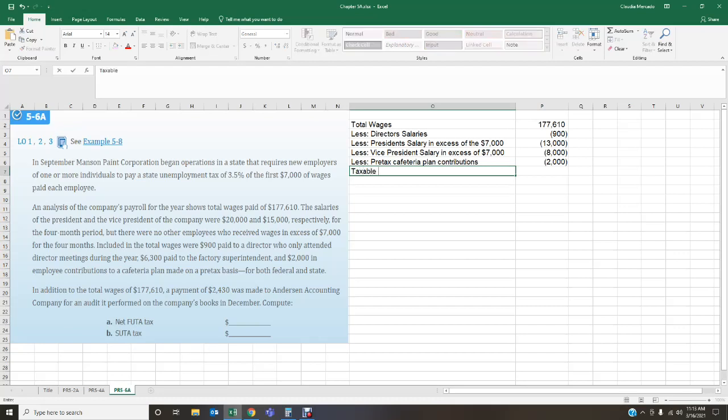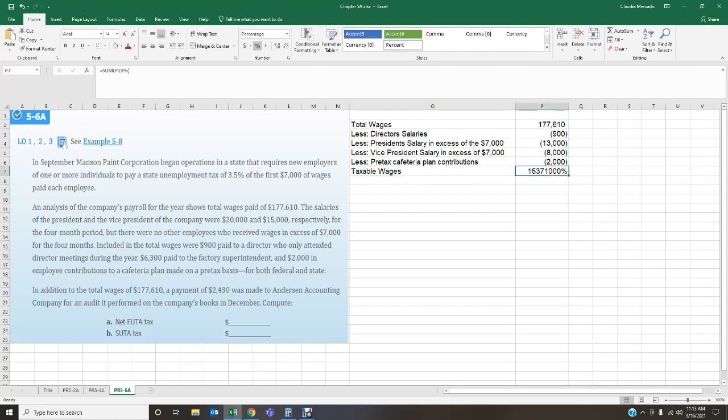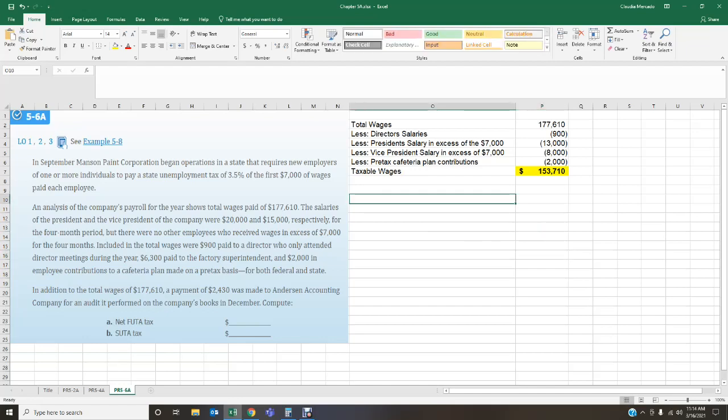Okay, so let's go ahead and now we can figure out our actual taxable wages. For your taxable wages, you're going to get your total wages minus all of these items. Okay, but I have Excel here, so I'm just going to go ahead and add them right there. Okay. No, dollar sign. Okay. So that is the amount of my taxable wages, 153,710.